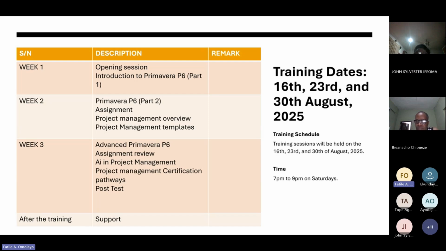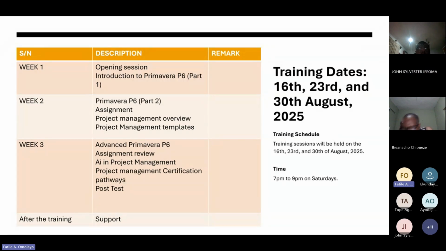Then week 3, we have our advanced Primavera P6. We have assignment review. We look at AI in project management. We look at project management and certification parts. Then we do our post test. Please, if you have your phone there or anything, you can just screenshot this schedule. Of course, this document I'm going to drop in the Google Classroom by the end of today.